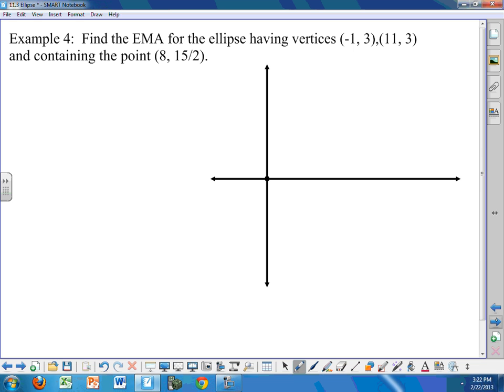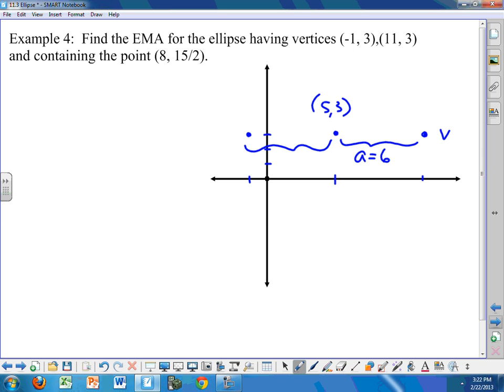Let's move on to the second problem. Find the endpoints of the minor axis for the ellipse having these vertices, (-1, 3) and (11, 3). So we're way out here somewhere. And again, this problem shows that here at (5, 3), we must have our center in order for us to have 6 units both ways. So a equals 6 to get us to the vertex out here.